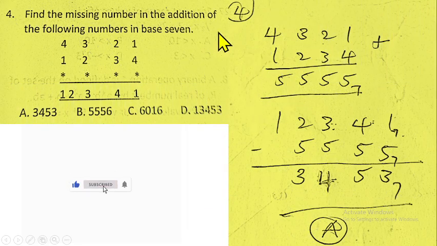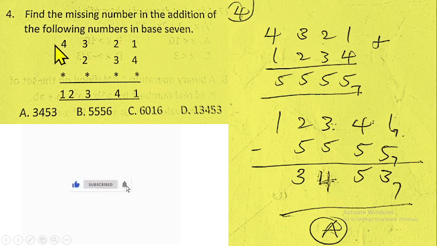Question number 4 is from number base. We have to find the missing number in the addition of the following numbers in base 7. These numbers are added together in base 7 to give us this result, so we want to find the value that is replaced by this asterisk. How do we do that? All you need to do is to add this number and this number together. Whatever you get here, you subtract it from this, and that will give us what you're having here.